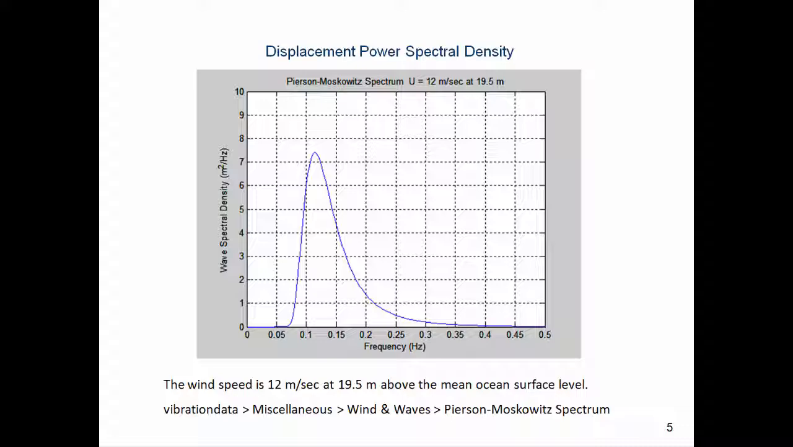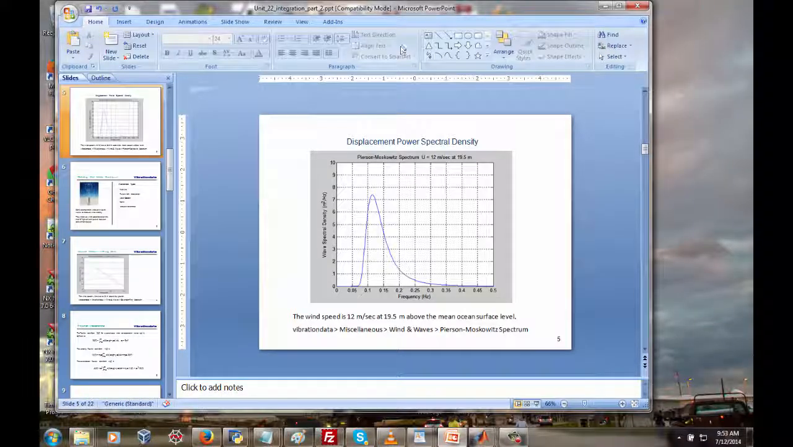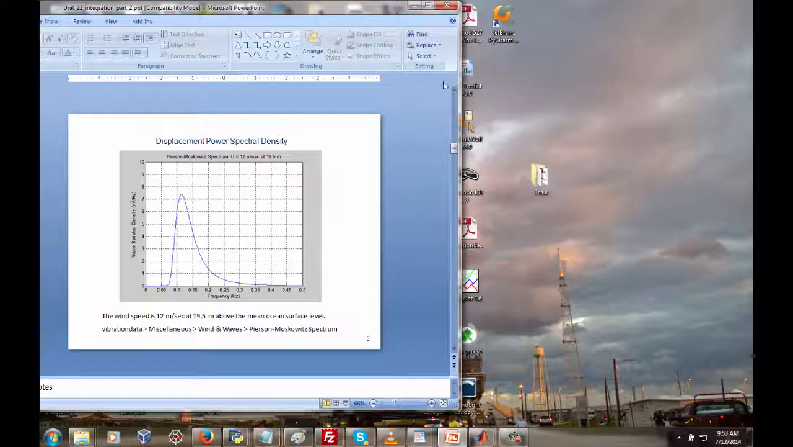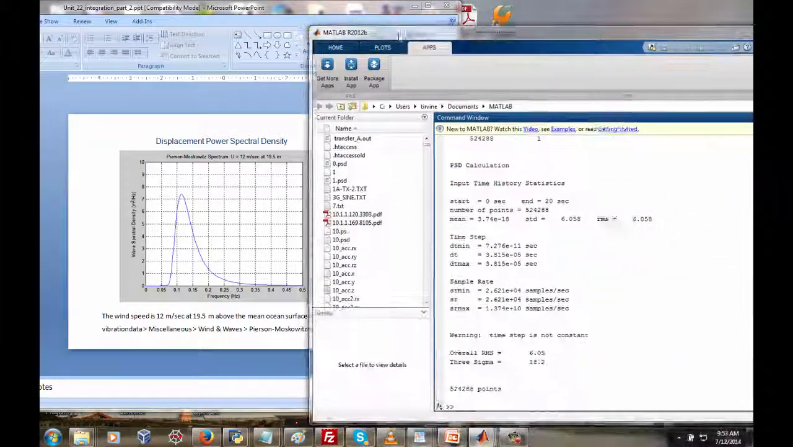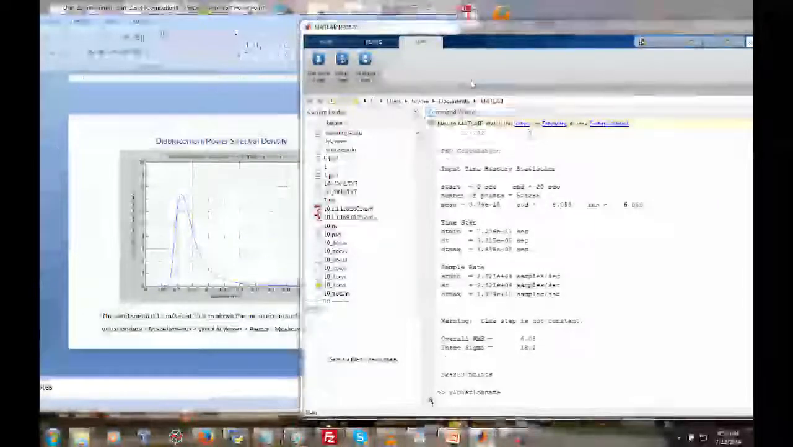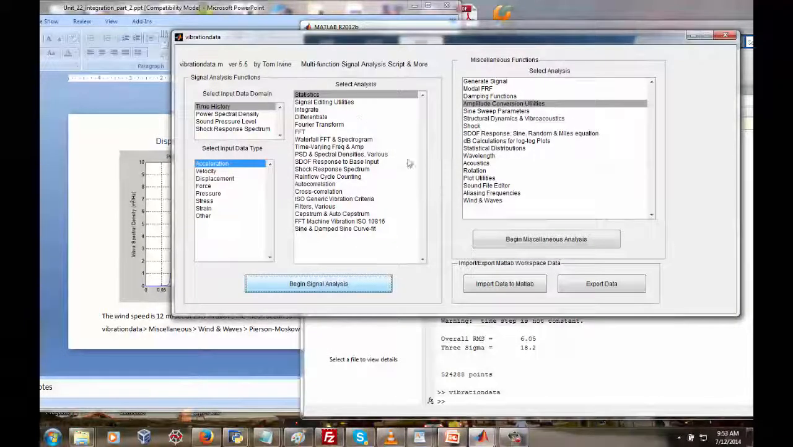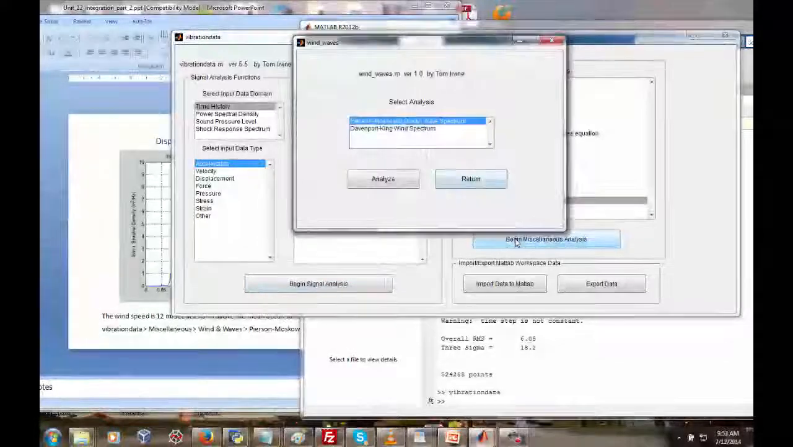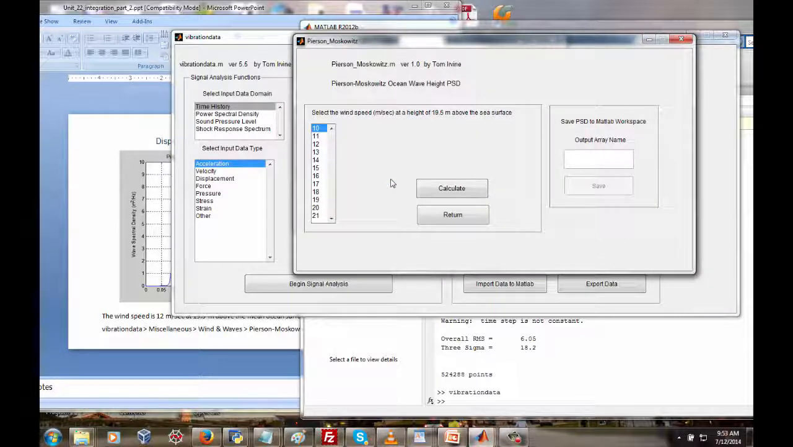So we actually have an opportunity to generate one of these curves in our MATLAB GUI package. So let's go to vibration data, and let's go under miscellaneous functions. Now this is version 5.5 of the main GUI package. Let's go to wind and waves. Then we can do a Pearson-Moskowitz ocean wave spectrum. Let's analyze that.